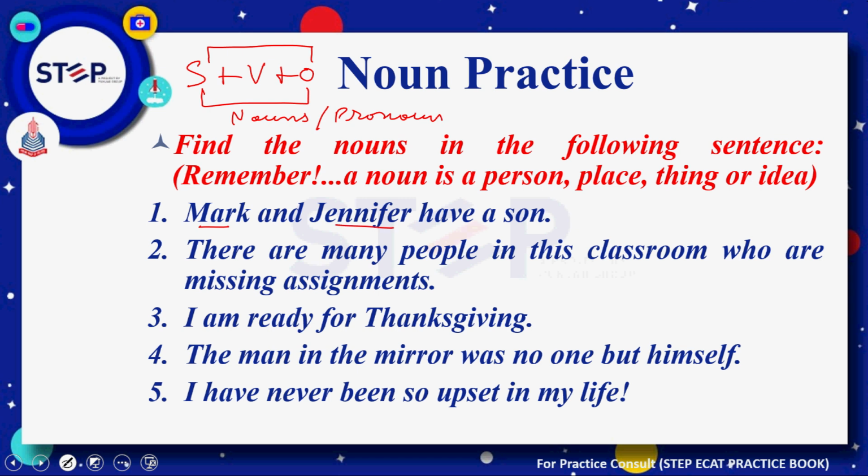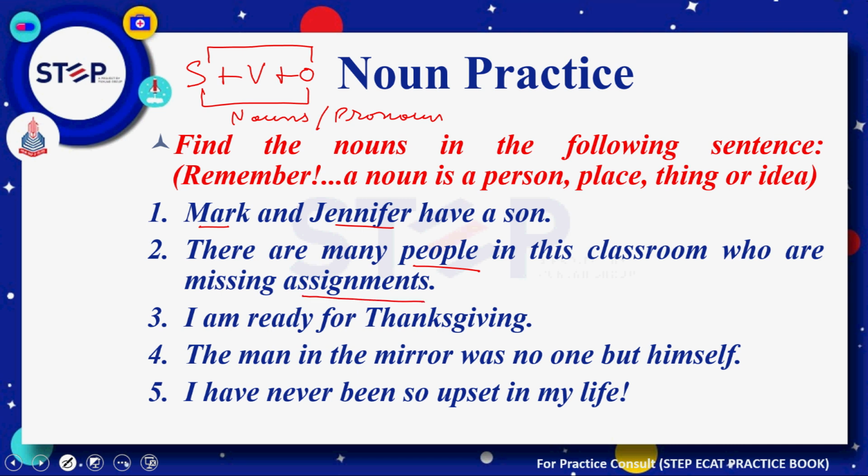The first sentence is: Mark and Jennifer have a son. So Mark and Jennifer are nouns. You are certainly aware of the division of nouns as proper nouns and common nouns. Certainly over here, Mark and Jennifer are proper nouns. There are many people who are missing assignments in this classroom. This people is a noun. This assignments is also a noun.